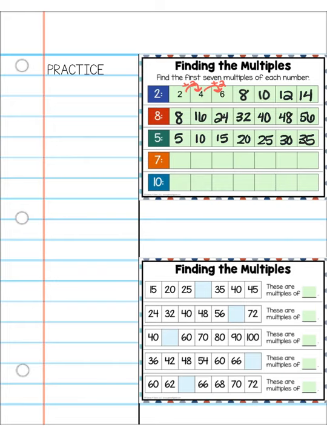Now I want you to try finding the multiples of 7 on your own. So our multiples of 7, we'll start with 7. That's 7 times 1. 7 times 2 is 14. 7 times 3 is 21. 7 times 4 is 28. 7 times 5 is 35. 7 times 6 is 42. And 7 times 7 is 49.